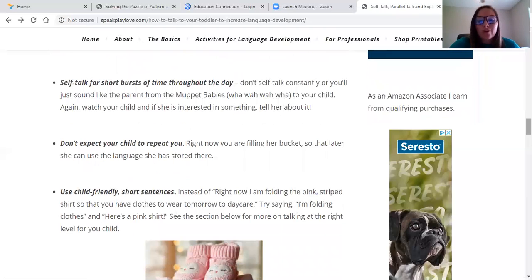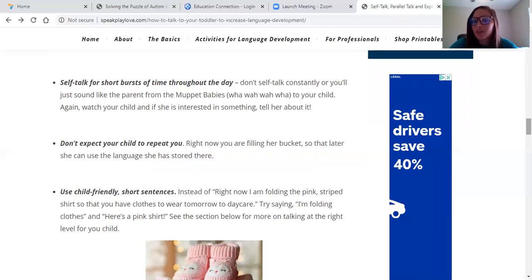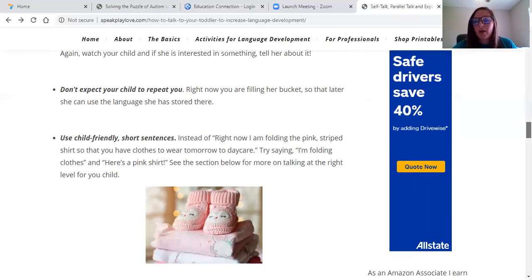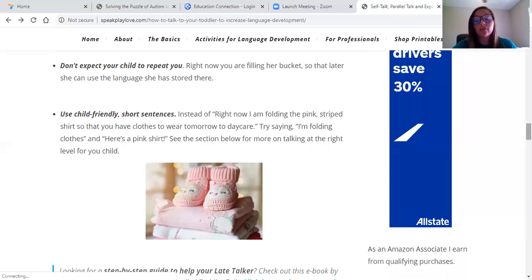Self-talk is for short bursts of time during the day. Don't self-talk constantly, or you're going to sound like a parent from the Muppet Babies, wah, wah, wah, wah. You don't have to talk all day long. Short bursts here and there, because if you talk all day long, they're probably going to start tuning you out, getting that selective hearing going on. So short bursts. Don't expect them to repeat you. Don't ask them, please say this, say that. Avoid doing that. You are simply modeling the language without any expectation for them. You're just giving them exposure.